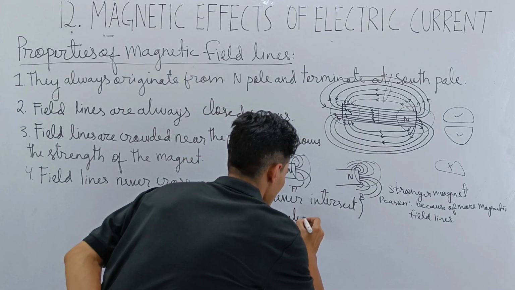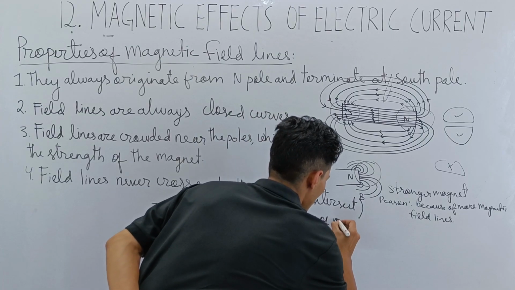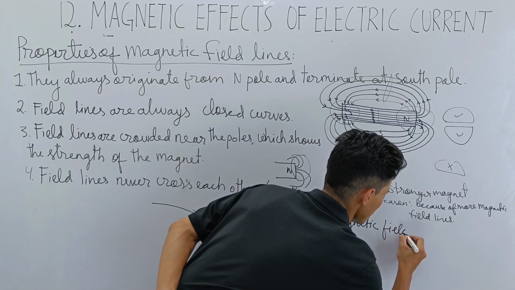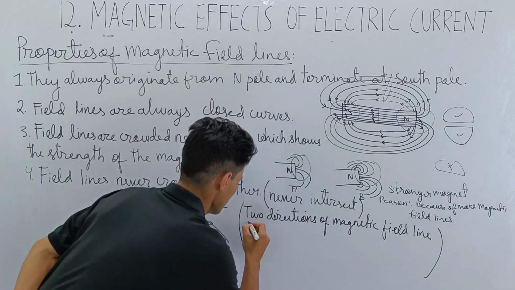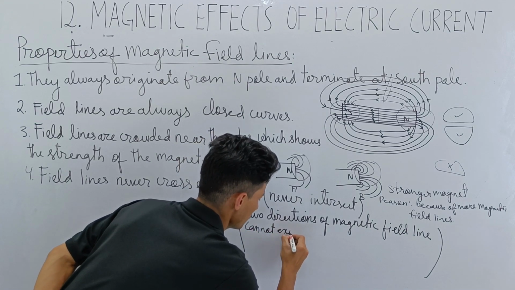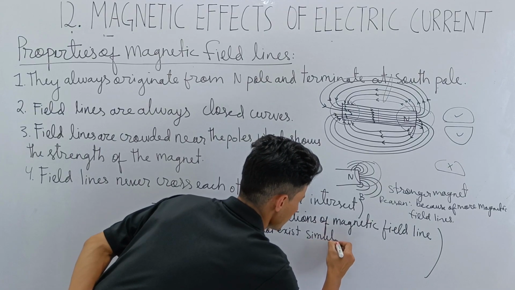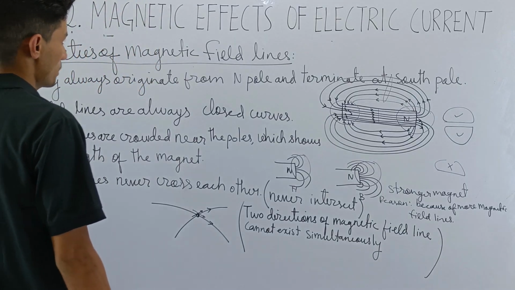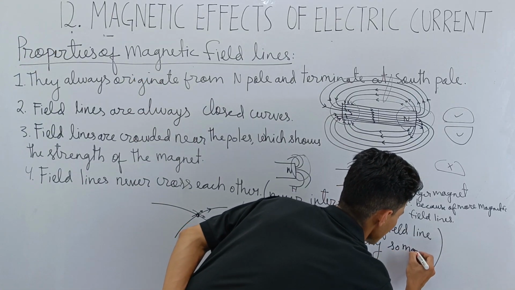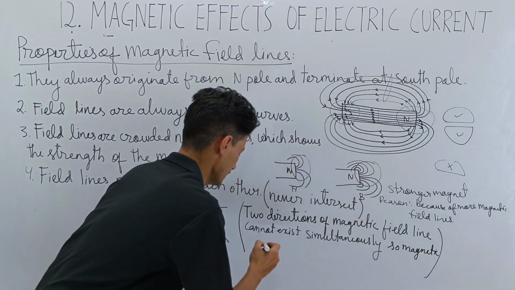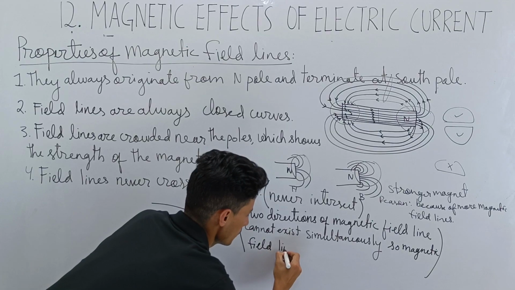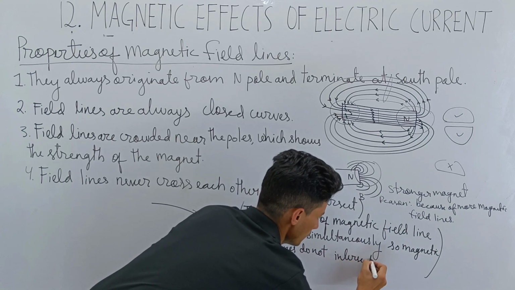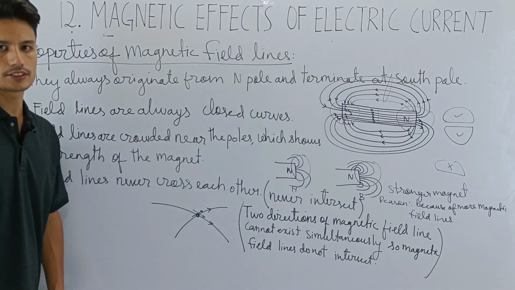Two directions of magnetic field line cannot exist simultaneously, so magnetic field lines do not intersect. So this is the answer to this.